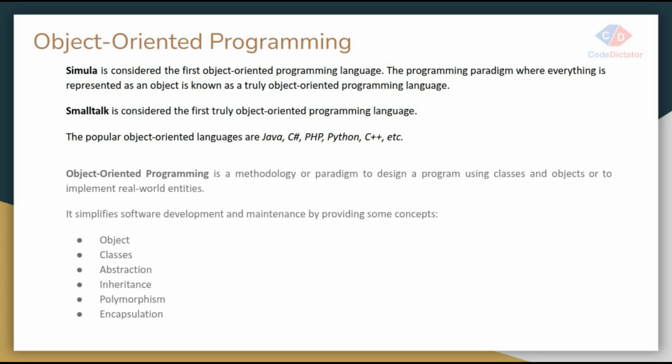Okay, so what does object oriented programming mean? It is a methodology that designs your program using objects and classes to implement real world entities. So what is a real world entity? For example, whatever tangible thing, the thing which we can touch, that is what we call an object, which has its own behavior and its own identity. Before discussing objects more, let's understand the other concepts we have: object, class, abstraction, inheritance, polymorphism and encapsulation.